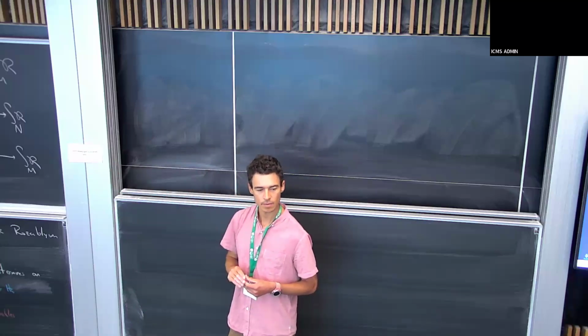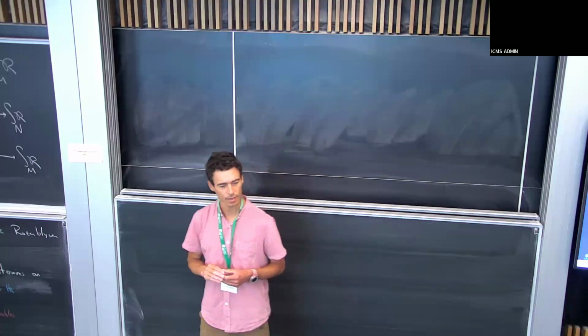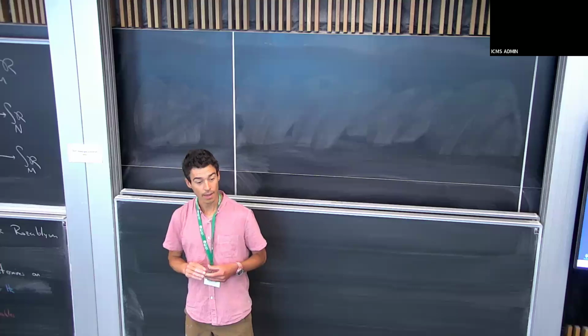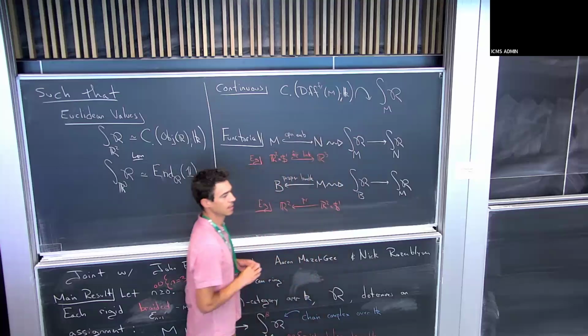What's that? It looks like it's chains on the group, in this sense, just in the DG sense. So this is a chain complex, and this is a topological group. So chains on it is a DG algebra.